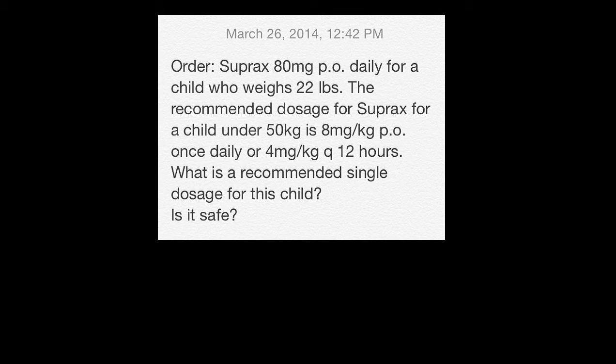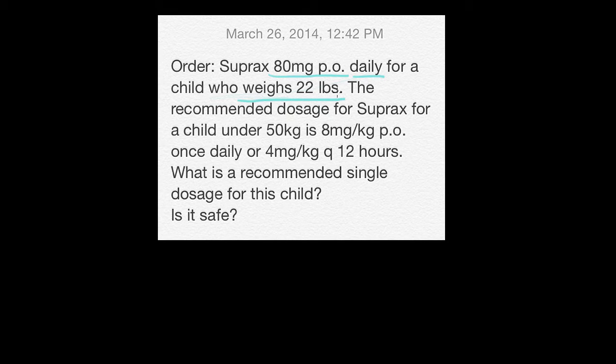Certainly some dosage and calculation questions that you see on the NCLEX could be like this. Things that you get in a classroom setting could be like this. So we're going to solve it together because it's pretty simple. So what do you have to know here? You have an order for Suprax 80 milligrams daily, and it's for a child who weighs 22 pounds.